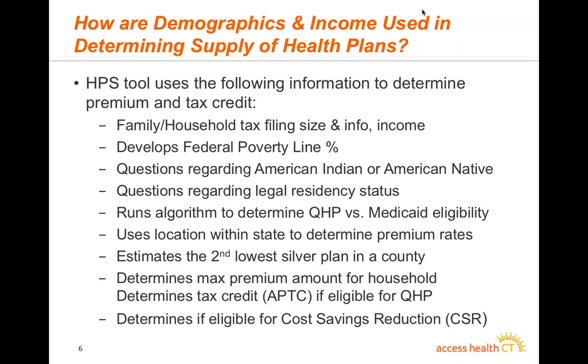QHP is the exchange plan, the commercial plan. So we also use, like I say, location, because every county has different rates. And then we estimate the second lowest silver plan in the county, et cetera. We determine what amount of subsidy you will get if you are below 400% in your family taxable income, and then whether you are eligible for cost sharing reductions, which are certain types of silver plans that, given a level of your income, 150 to 250% of the federal poverty line, you are eligible for.